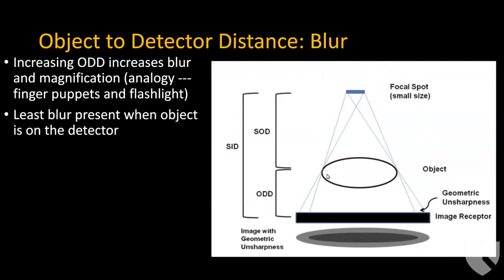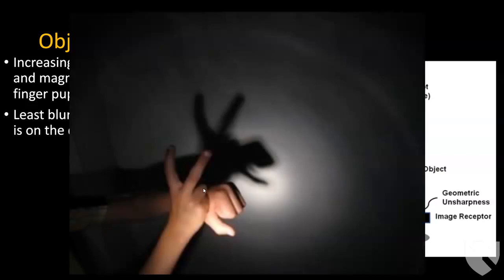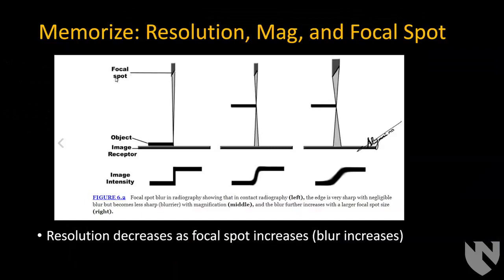Something else that can affect blurring is the distance from the object to the detector. The closer you move the object to the focal spot and the farther from the detector, you'll get magnification, but you'll also have more issue with the blurring of the edges. This is an example of that with a flashlight. You can see there's some blurring around the edges, and if you've ever played with shadow puppets, everybody has probably thought about this: as you move your hand closer to the flashlight, you'll get more magnification, but you'll also notice that there will be more blurring, whereas if you move your hand immediately adjacent to whatever you're making the shadows on, the wall or whatever, you'll get a much sharper outline of your hand, but it won't be magnified.